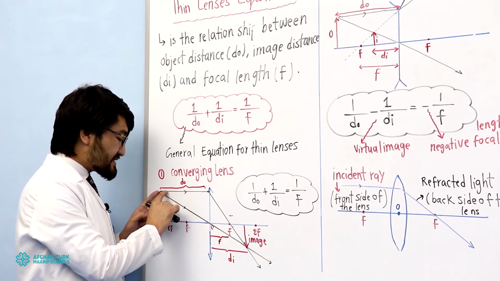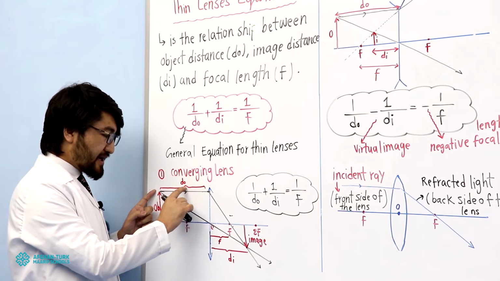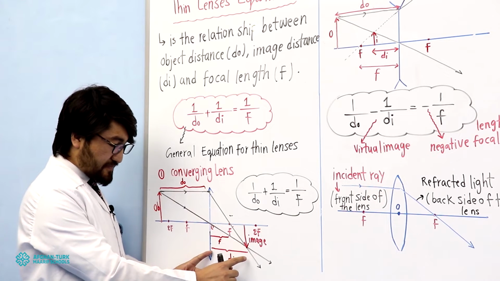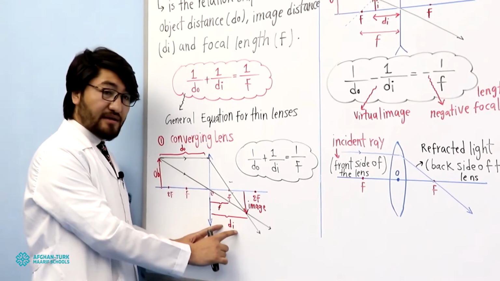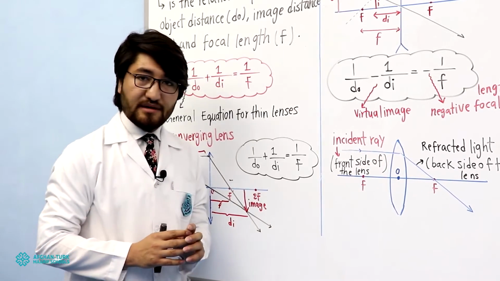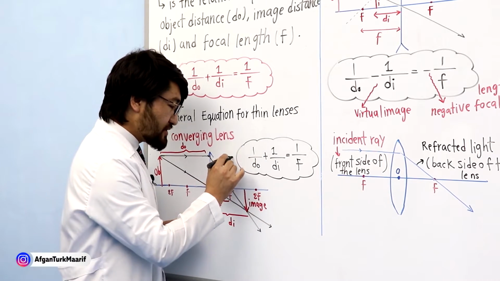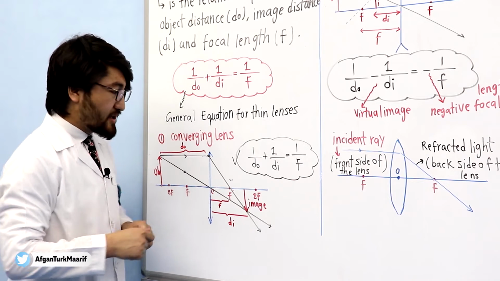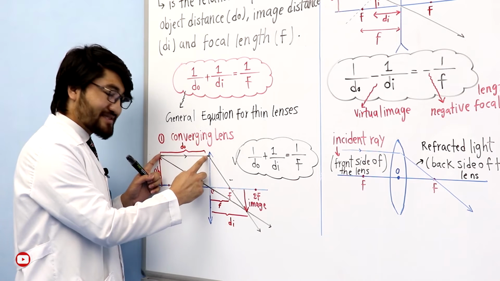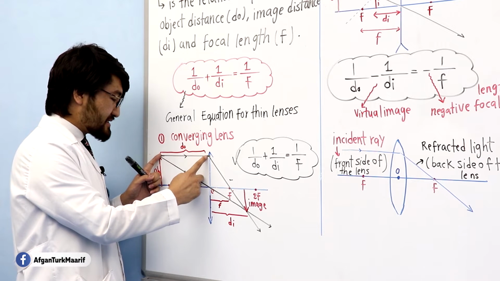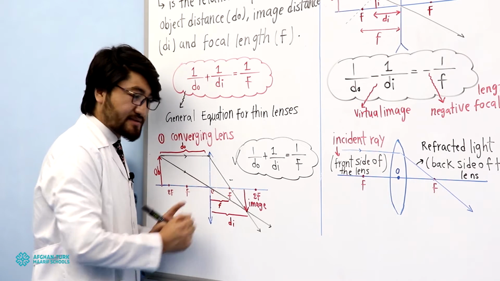The image formed is real and smaller than the object. If you represent the distance between the object and the lens by dO, and the distance between the image and the lens is di, what is the formula for a converging lens? 1 over dO plus 1 over di is equal to 1 over f. This is the formula for a converging lens. You can see the figure. di is this distance, dO is the distance between the object and the lens, and f is the focal length.